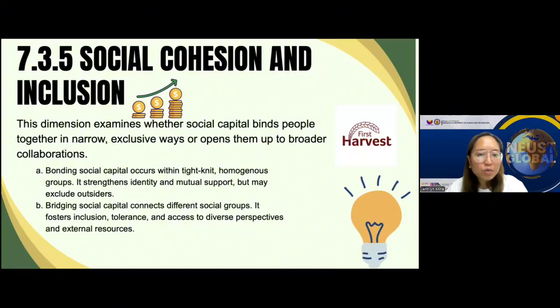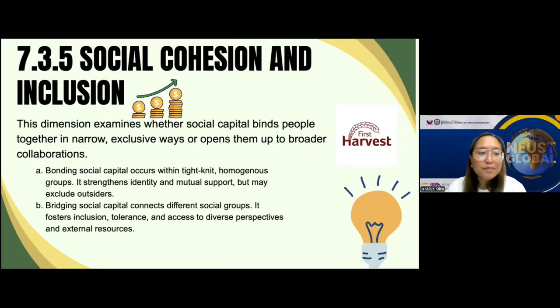So this dimension of social capital looks at whether people use relationships to strengthen only their own group or to build bridges with others. There are two types of social capital. Bonding social capital is found in close-knit groups like families, friends, or small communities, and builds strong trust, identity, and even mutual support among members. However, it can sometimes become exclusive, meaning it may leave out outsiders. Example, a farmers' cooperative where members help each other but are hesitant to include non-members.